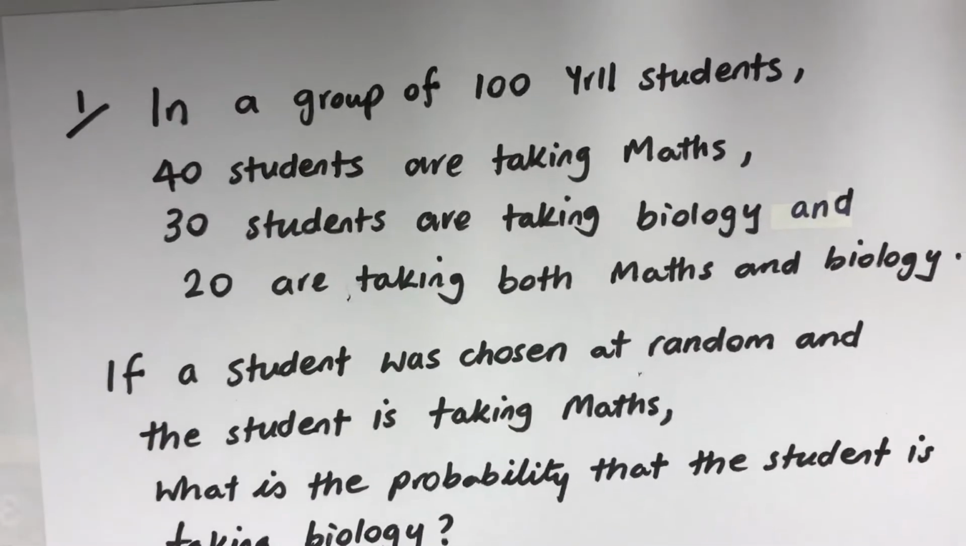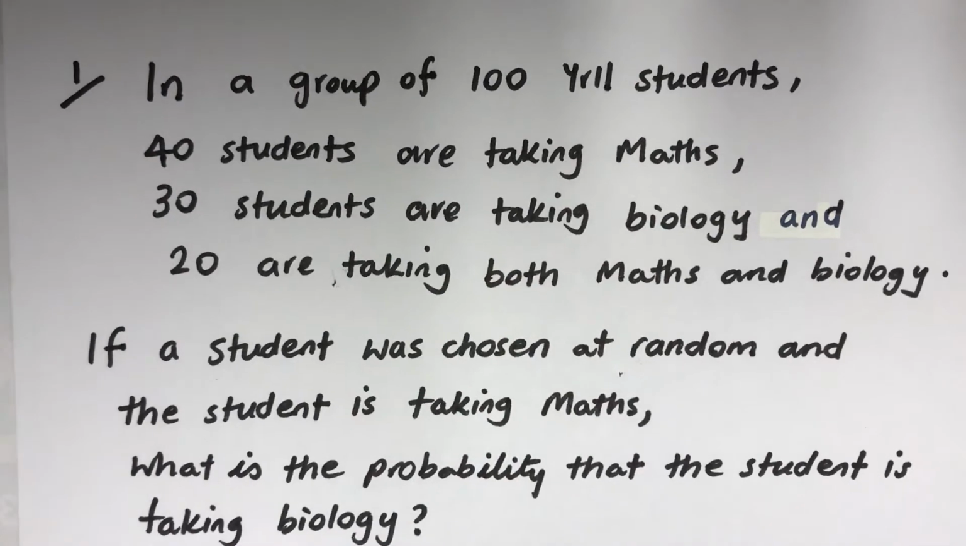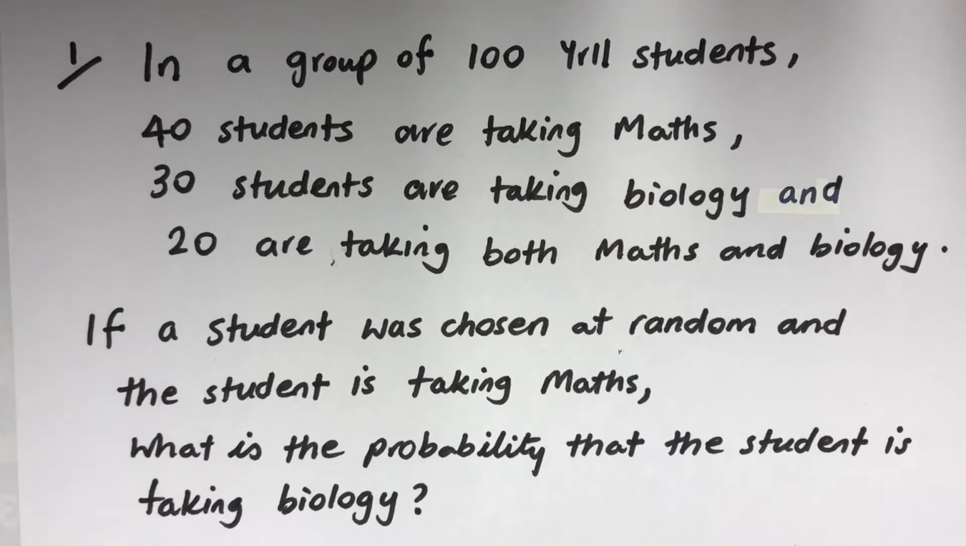And example, question 1. In a group of 100 year 11 students, 40 students are taking maths, 30 students are taking biology, and 20 are taking both. If a student was chosen at random and the student is taking maths, he or she is already taking maths, what is the probability that the student is taking biology as well?